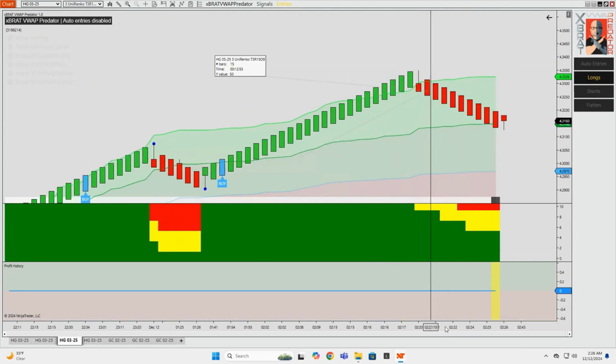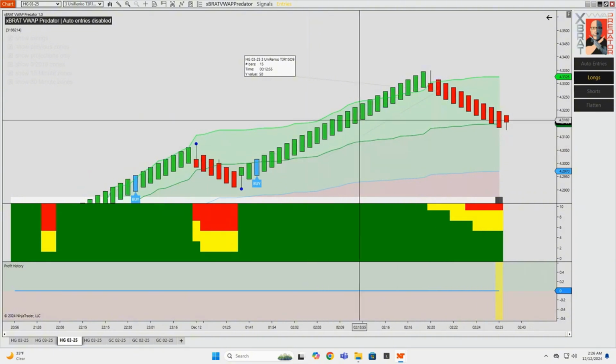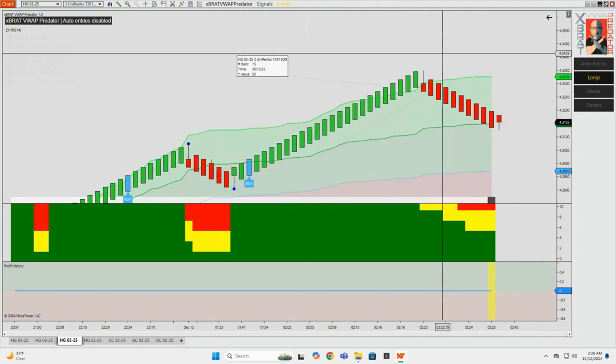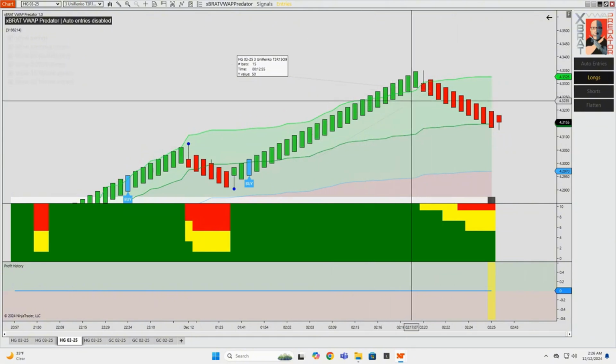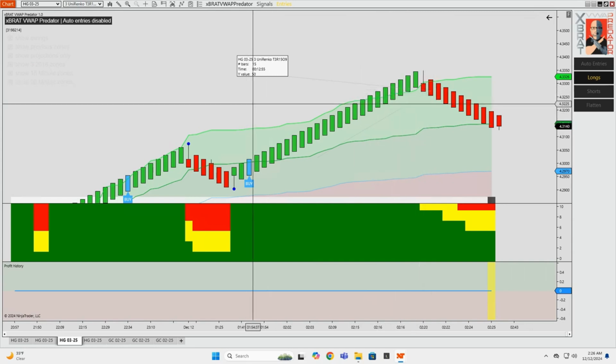But that basically is the VWAP Predator ASB. Decent trade and a good observation there for me to add another stop loss adjust to be more aggressive with that trailing stop. Hopefully that helps.